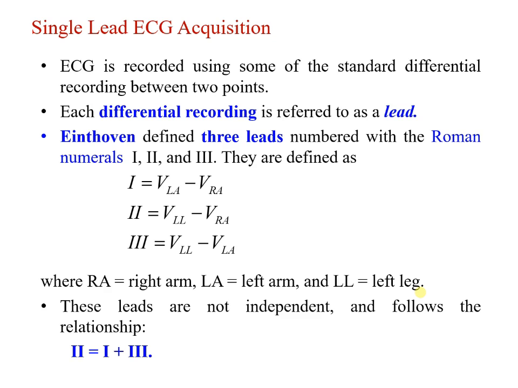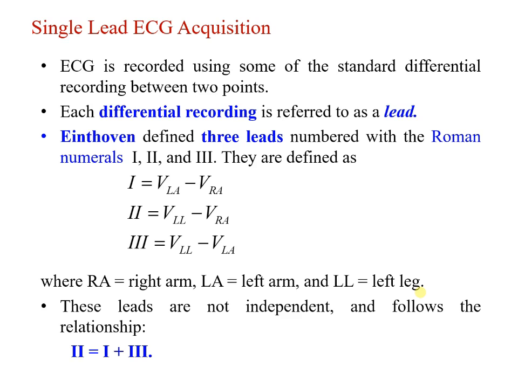There is a certain standard for choosing those points, and for a single lead it was decided by Einthoven. It is also called the Einthoven triangle, and it defines 3 leads with the Roman numerals 1, 2, 3.